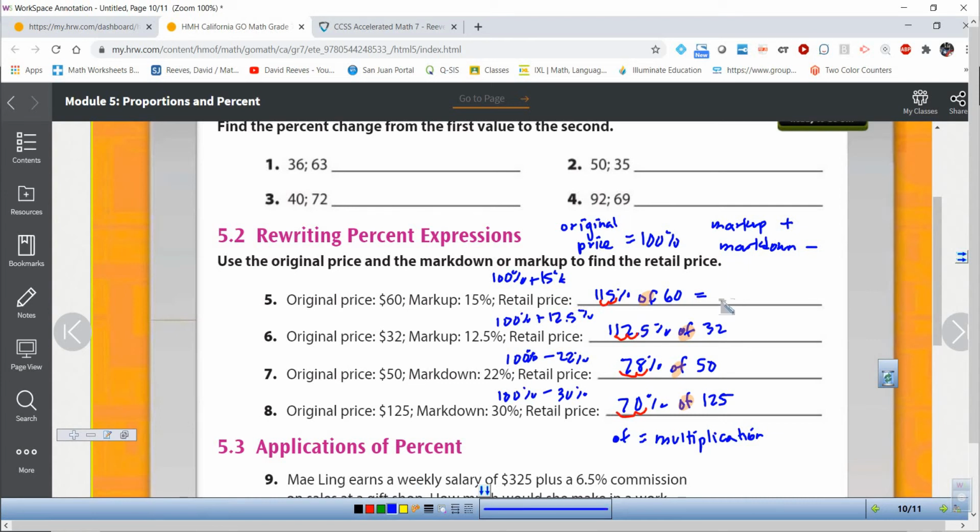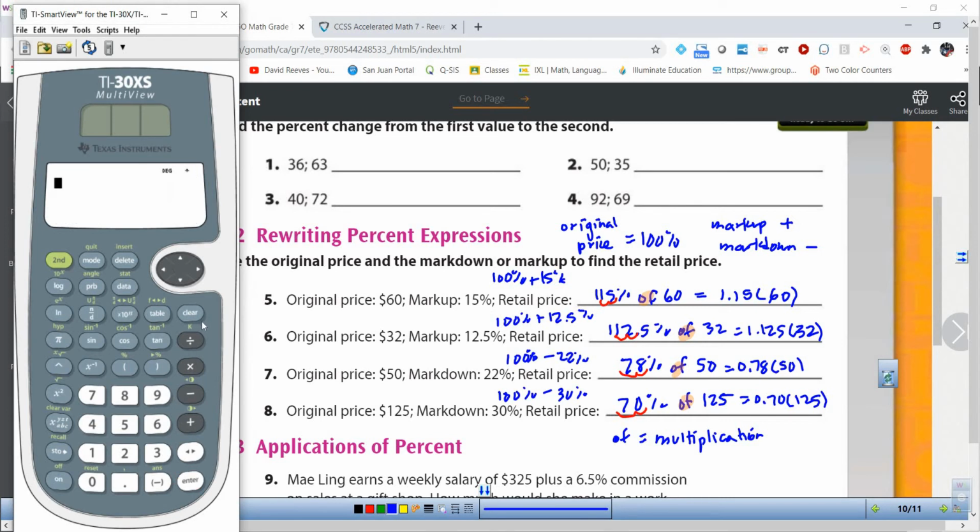So what do we get? We get 1.15 times 60. For this one, we get 1.125 times 32. For this one, we get 0.78 times 50. And for this one, we get 0.70 times 125. Okay, so to find a percent of it, we are going to change the percent to a decimal, and then we're going to multiply. And absolutely, we're going to use our handy-dandy calculator here.